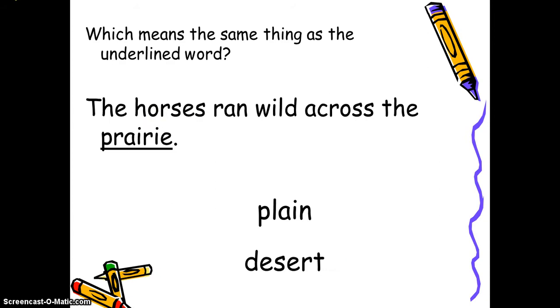Which word means the same thing as the underlined word? I'll read the sentence, and then you're going to blow the answer in your hand and tell me which one it is. The first one. The horses ran wild across the prairie. Is that the plain or the desert? Please blow the answer in your hand. Hold it above your head. Shake it about. And everybody in this group, tell me in 3, 2, 1. If you said plain, you're absolutely correct, because that is a treeless land. Deserts have those cacti or cactus, which, of course, would be considered your trees.